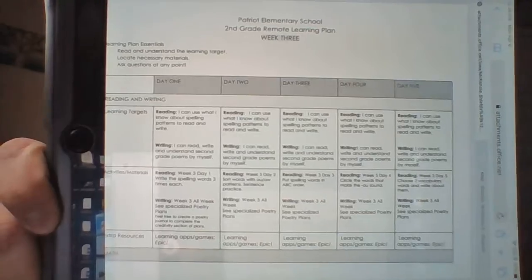So our reading and our writing learning targets are going to be the same all week. For reading: I can use what I know about spelling patterns to read and write. And for writing, we are working on poetry.